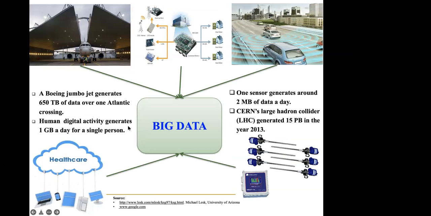For instance, a jumbo jet generates about 650 terabytes of data over one Atlantic crossing. So there's a tremendous amount of data that you're going to generate when you have so many sensors. Human activity, in fact, generates about 1 gigabyte. If you accumulate it over time, you will see quite a large amount of data. One sensor, for instance, generates, by a very conservative estimate, about 2 megabytes of data a day. So if you add up all this, it's going to be a tremendous amount of data.